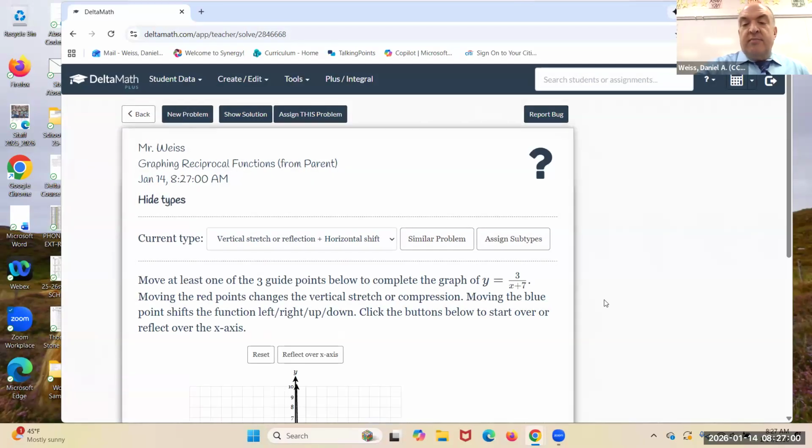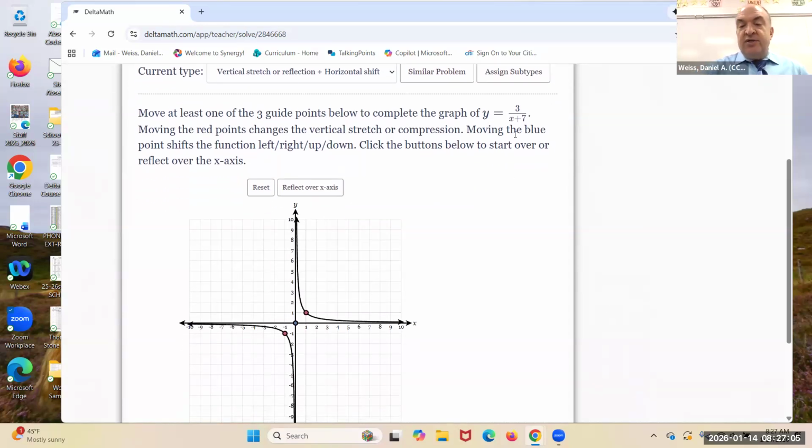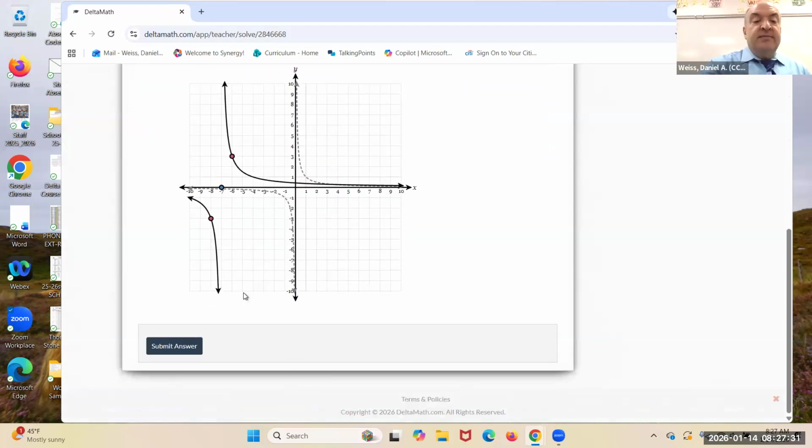Here, all right. What makes the function undefined? All right, -7, right? So I got to go to -7. Now, if I go to -6 plus 7 is +1. 3 divided by 1 is 3. So I have to take this up to 3. Okay. Easy.